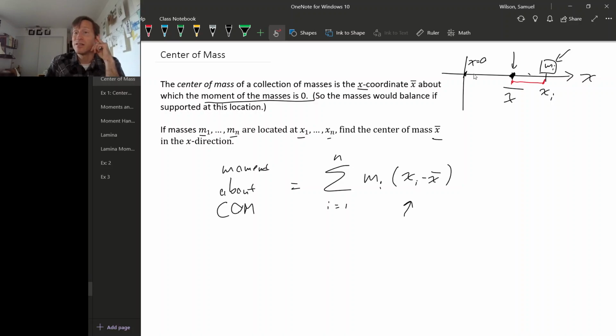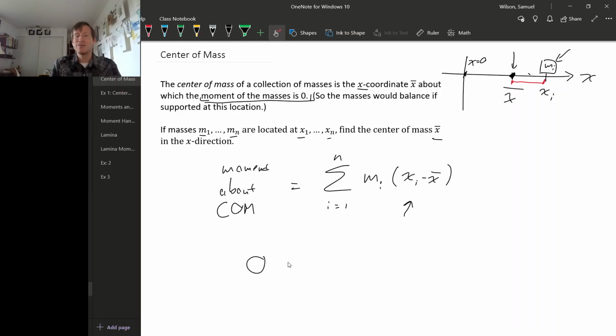If the mass is to the left of the center of mass, then x sub I minus x bar will come out to be negative. And that's actually what we want, because mass to the left of the pivot counts as a negative displacement. So here's the moment about the center of mass. But remember, the definition of the center of mass is that this moment has to be 0.